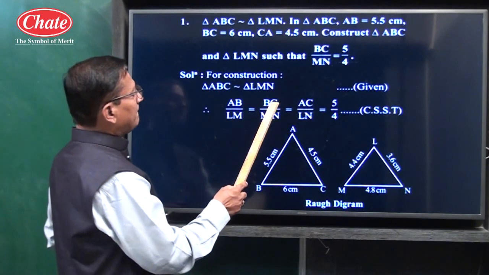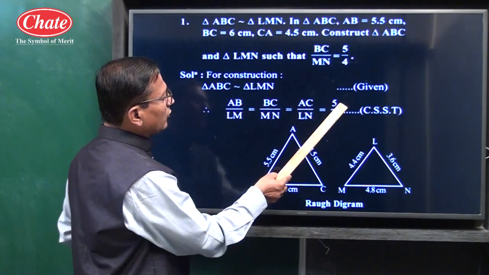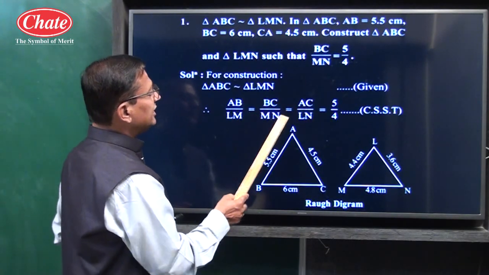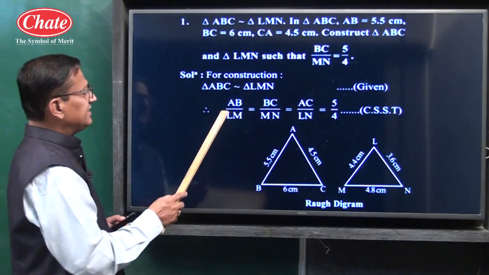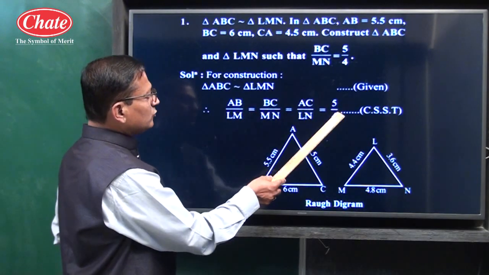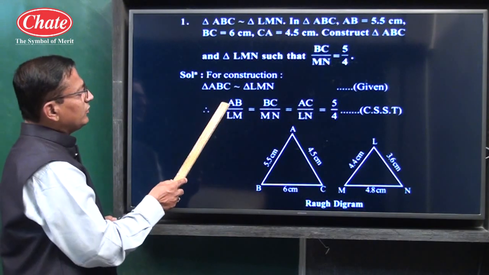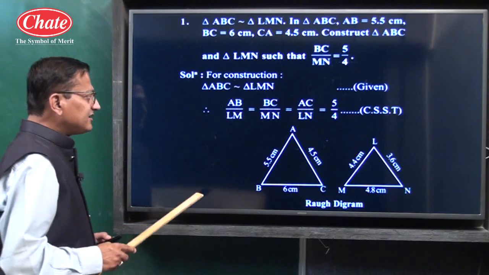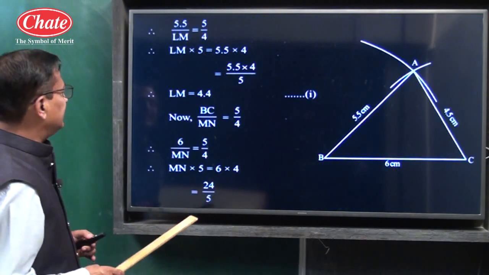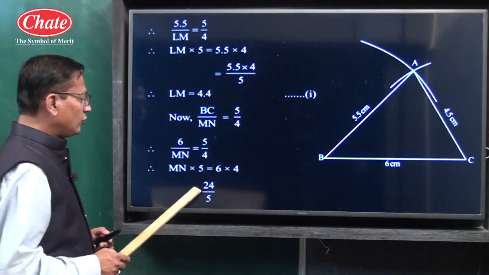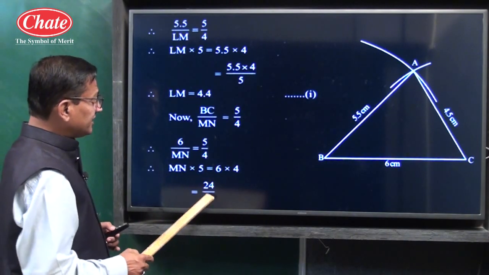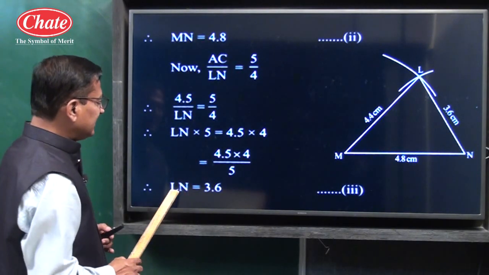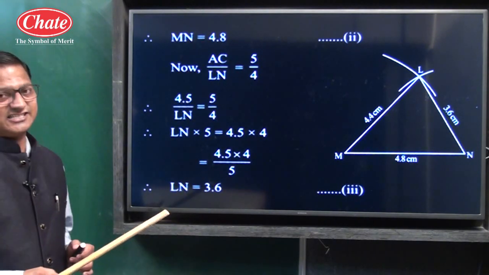Similarly, take BC by MN is equal to 5 by 4. We know the value of BC, so we can easily calculate the value of MN. And lastly, AB by LM is equal to 5 by 4. Here also we know the value of AB, so we can calculate LM. After the calculation we get, see here, LM is equal to 4.4, MN is equal to 24 by 5, it means 4.8, and LN is equal to 3.6.